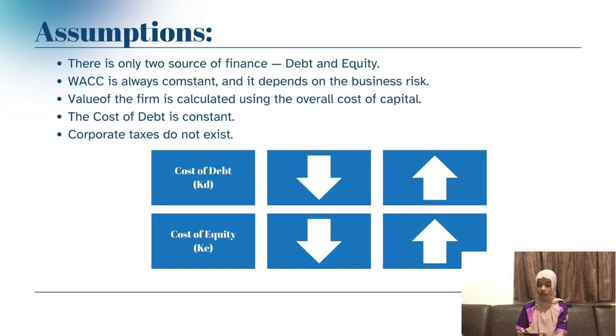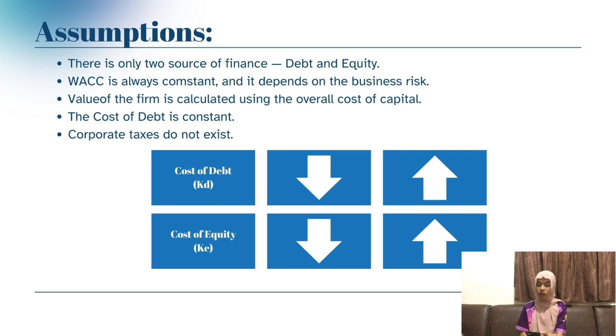Ayan. So, we have here the assumptions. There is only two sources of finance, debt and equity. The cost of capital is always constant and it depends on the business risk. Third, value of the firm is calculated using the overall cost of capital. Fourth, the cost of debt is constant. Fifth, corporate taxes do not exist. Yun, parang same lang din siya dun sa net income approach na assumptions. However, meron din silang pagkakaiba dito.